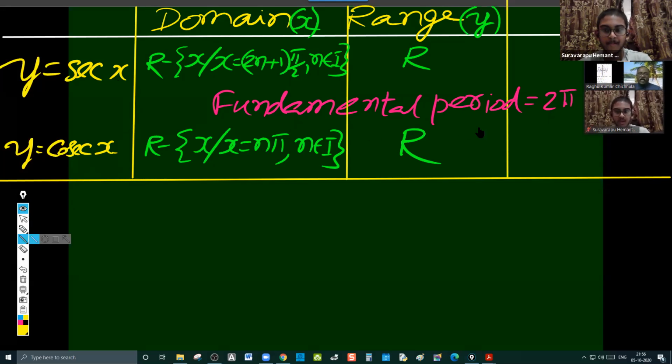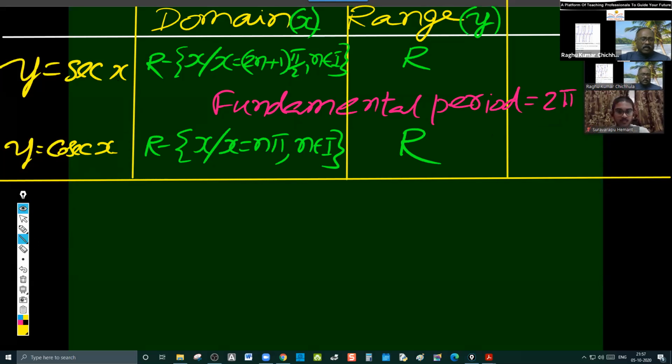Fundamental period of tan and cot is pi only, because in the interval of pi it repeats. Anyway, I have to take that class separately for the objective examinations because it is not given in your board level. I will be taking that separately. But now do you understand what I'm saying?